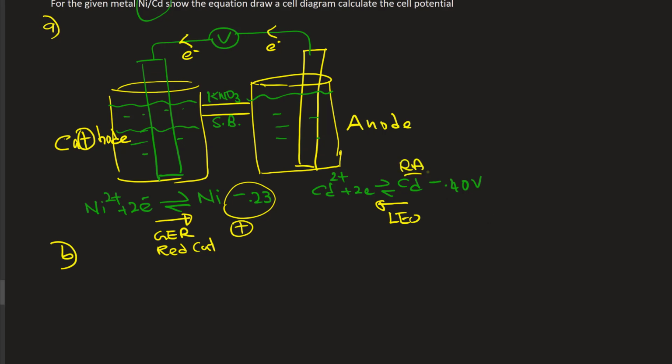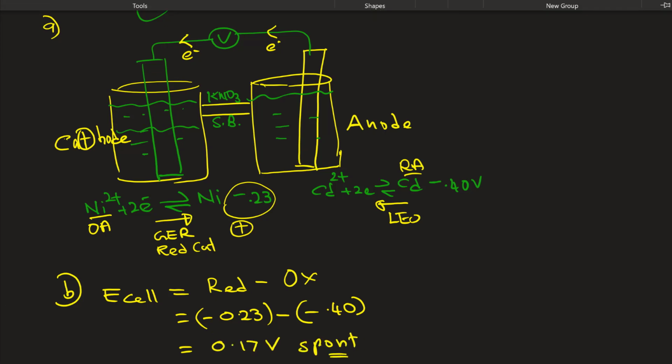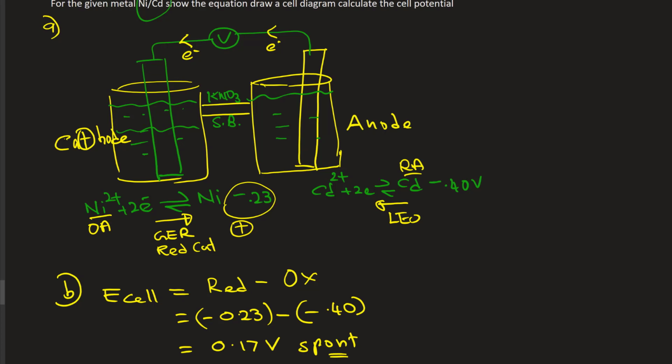Okay. Again, Ecell is red minus ox. You know the red is minus 0.23 and ox is minus 0.40, and minus a minus is positive, and then added together you get 0.17 positive, a spontaneous voltage, right? So that's the diagram and the calculation. Now the balanced equation we can do.